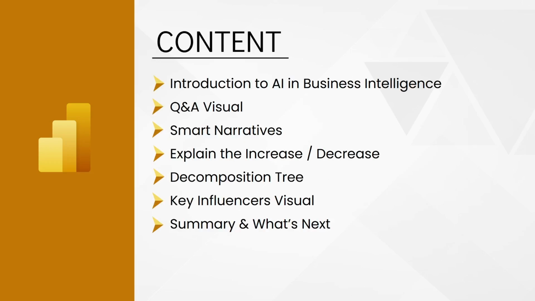In today's lecture, we will cover Introduction to AI in Business Intelligence, which will give a quick overview of what AI is and how it enhances Power BI. Q&A visual, to ask natural language questions and get instant visual answers. Smart narratives, which provide automatically generated insights in an easy to read text format. Explain the increase or decrease. It helps us understand why a particular metric rose or fell. Decomposition tree. It is used to drill down into values step by step with AI guidance. Key influences visual. It helps identify the top factors influencing business outcomes. Finally, summary and what's next. We will have a quick recap and what to look forward to in part 3.